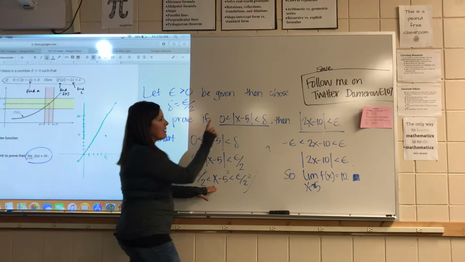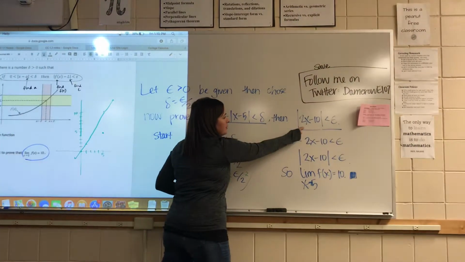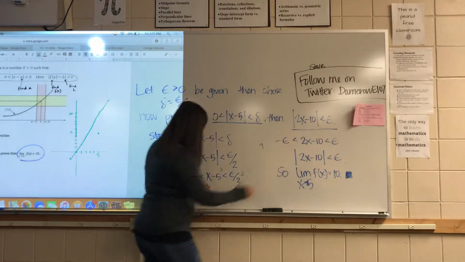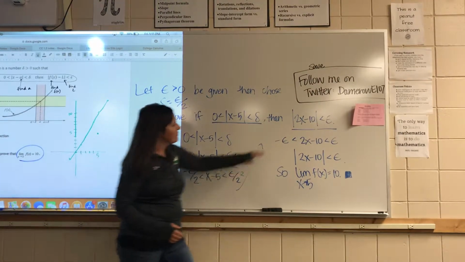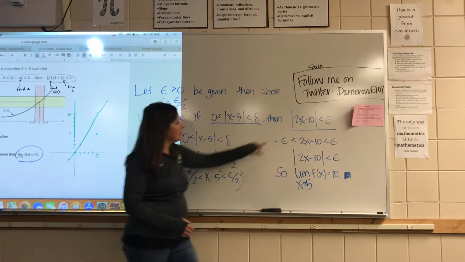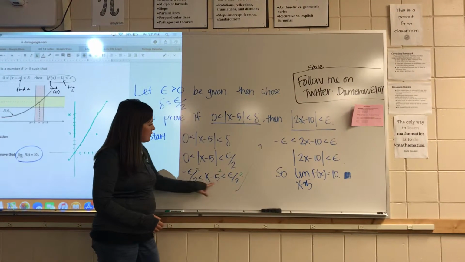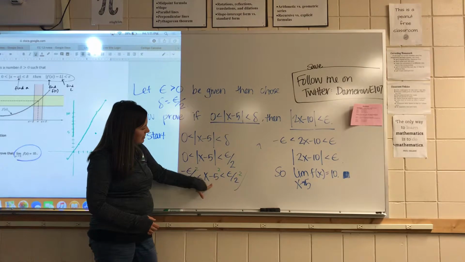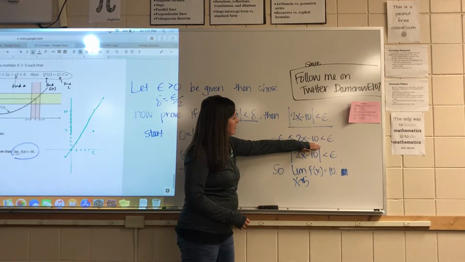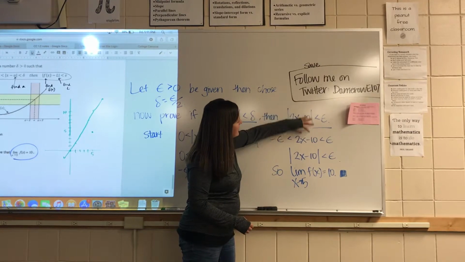Then I looked at my goal. My goal for the proof, or for this definition, is if you start here, then you end here. So I'm trying to get x minus 5 to look like this. So in order to make x minus 5 look like this, I have to multiply everything by 2. So multiply by 2, multiply by 2, multiply by 2 gets me here. I'm very close because now these match.